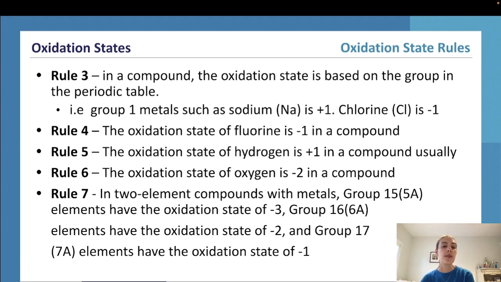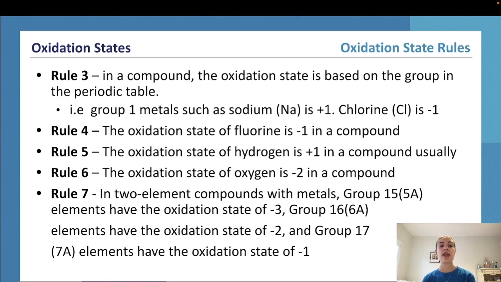Rule number 7 is that in 2-element compounds with metals, group 15, so 5A elements, are going to have the oxidation state of -3. Group 16 or 6A elements are going to have an oxidation state of -2, and group 17, 7A elements, will have an oxidation state of -1.